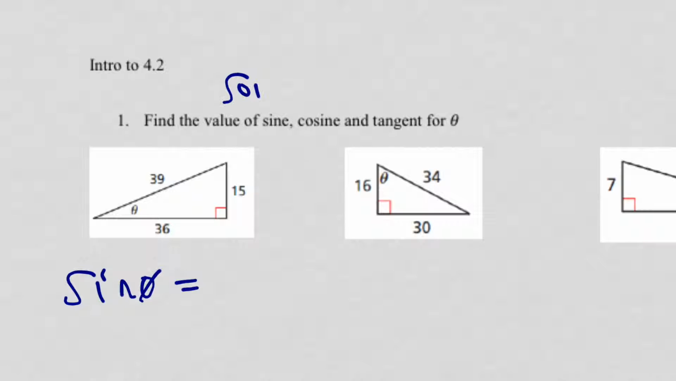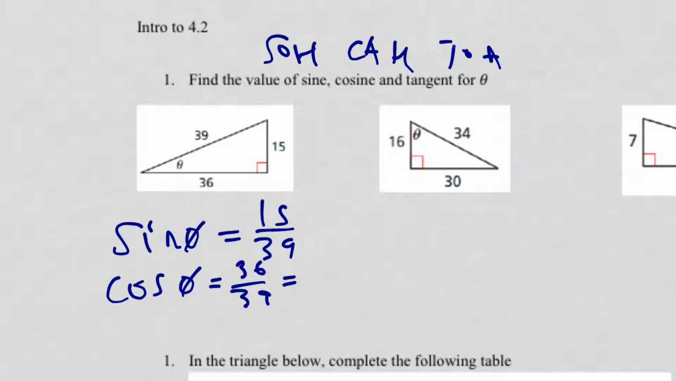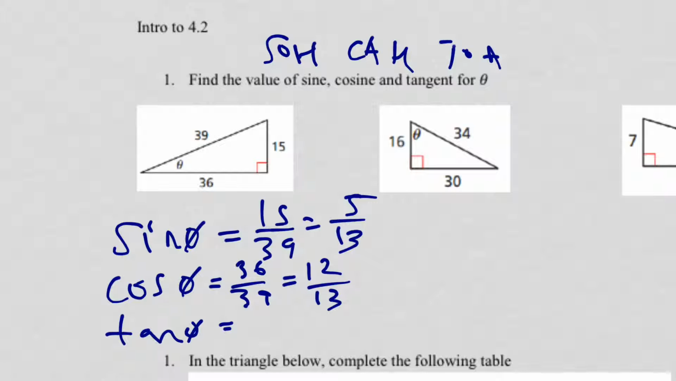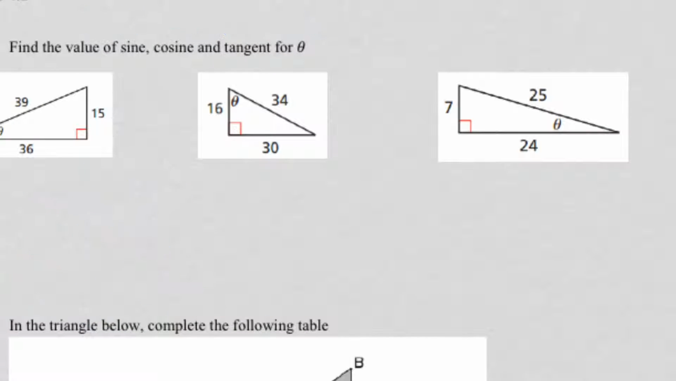So again, SOHCAHTOA. Sine of the angle theta is equal to opposite over hypotenuse. Cosine of the angle theta is 36 over 39. Oh, you guys should simplify all these, by the way. I'm sorry, I forgot about that. And tangent of theta should just be 5 over 12? Yes, okay. The next one, how do you do this?